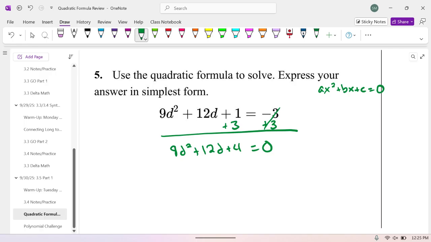All right. Now I can get my a, b, and c values, which I always like to just write off to the side just so I know what I'm plugging in where. Okay.